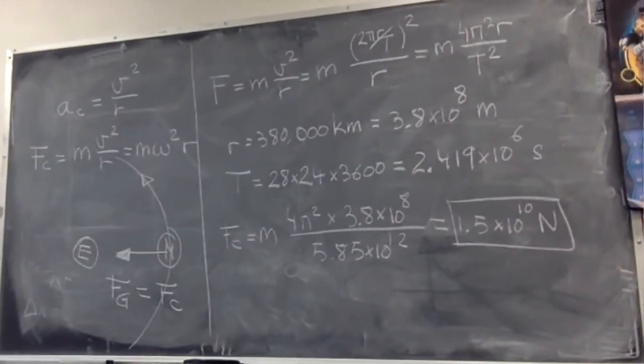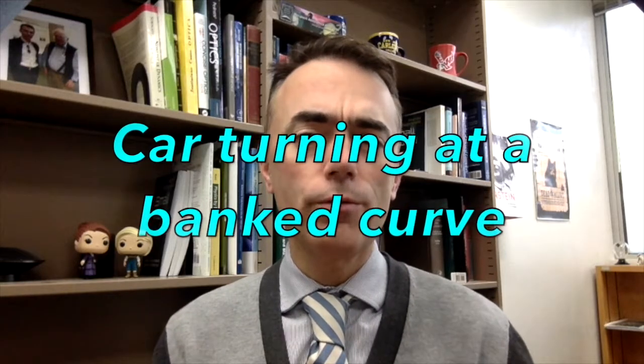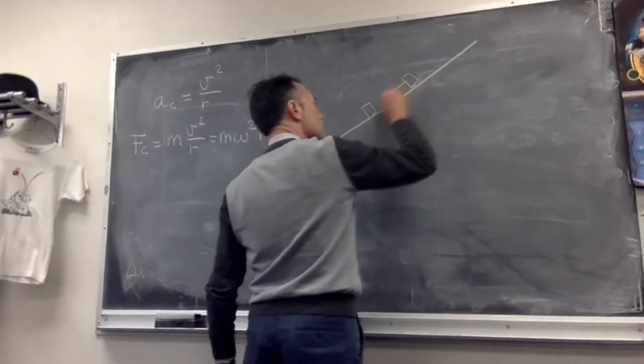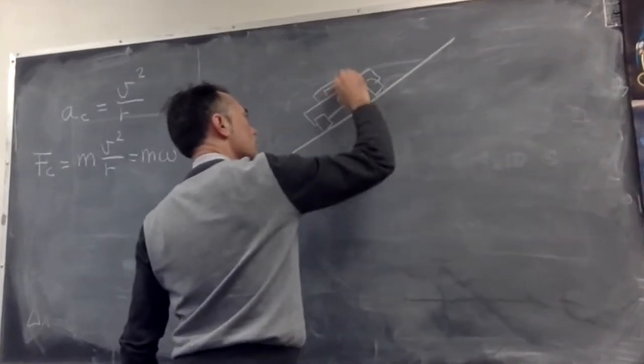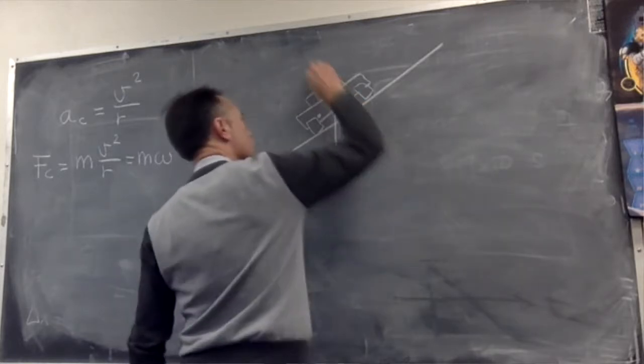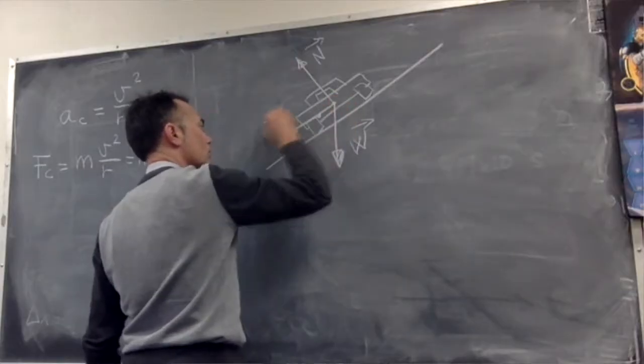Let's see another example. Let us think of a car turning at a banked curve. The reason why some curves are banked is to make it easier and safer to take curves in motorways. In these cases, what the inclination of the road is doing is making part of the normal force be included in the centripetal force. The forces we have here are the weight of the car, the normal force, not vertical anymore, and the friction between the tires and the asphalt.